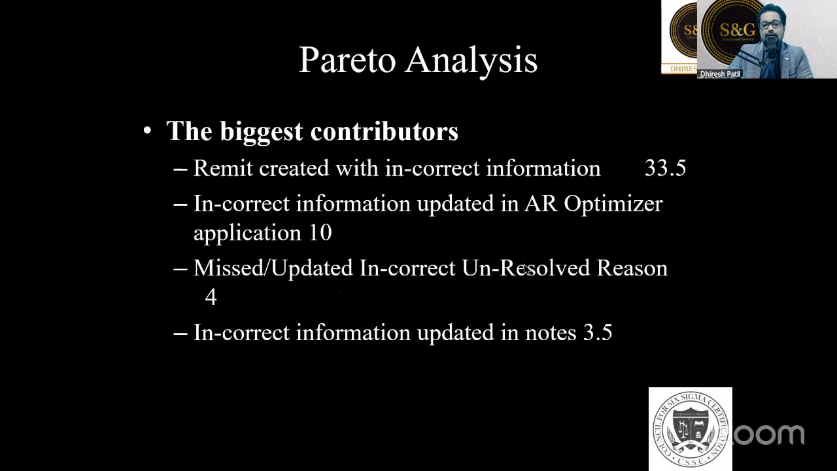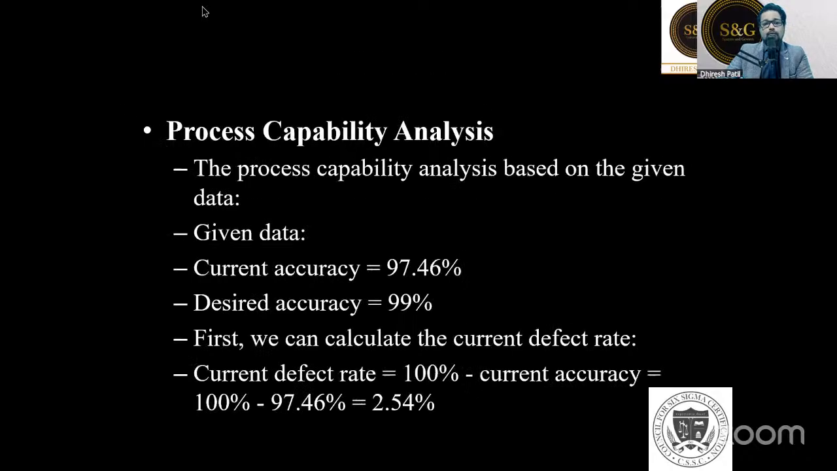And incorrect information updated in notes is 3.5. These are the top contributors as far as the Pareto is concerned. Okay. Then they have done a process capability analysis. Now, in this case, the accuracy percentage is 97.46, which we have seen in the define phase. Desired accuracy is 99%. So what they have calculated is the defect rate.